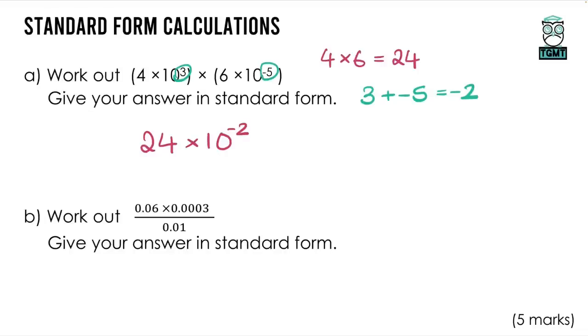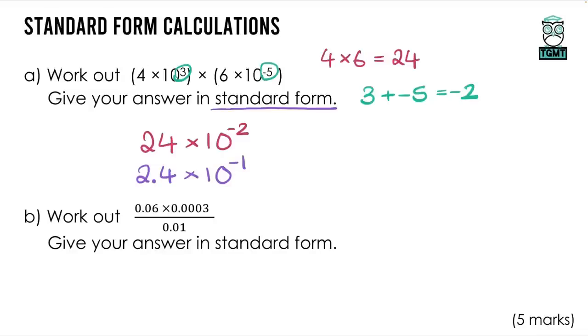However, it does say in these questions to give your answer in standard form. Now currently my number is not in standard form because it's not between 1 and 10. So I need the decimal to go between the 2 and the 4. And typically, the way I remember this is if the number gets smaller, the power has to get 1 bigger. Now in this case here, just be careful because the power is negative 2. 1 bigger than that goes up to negative 1. So my final answer there in standard form is 2.4 times 10 to the minus 1.